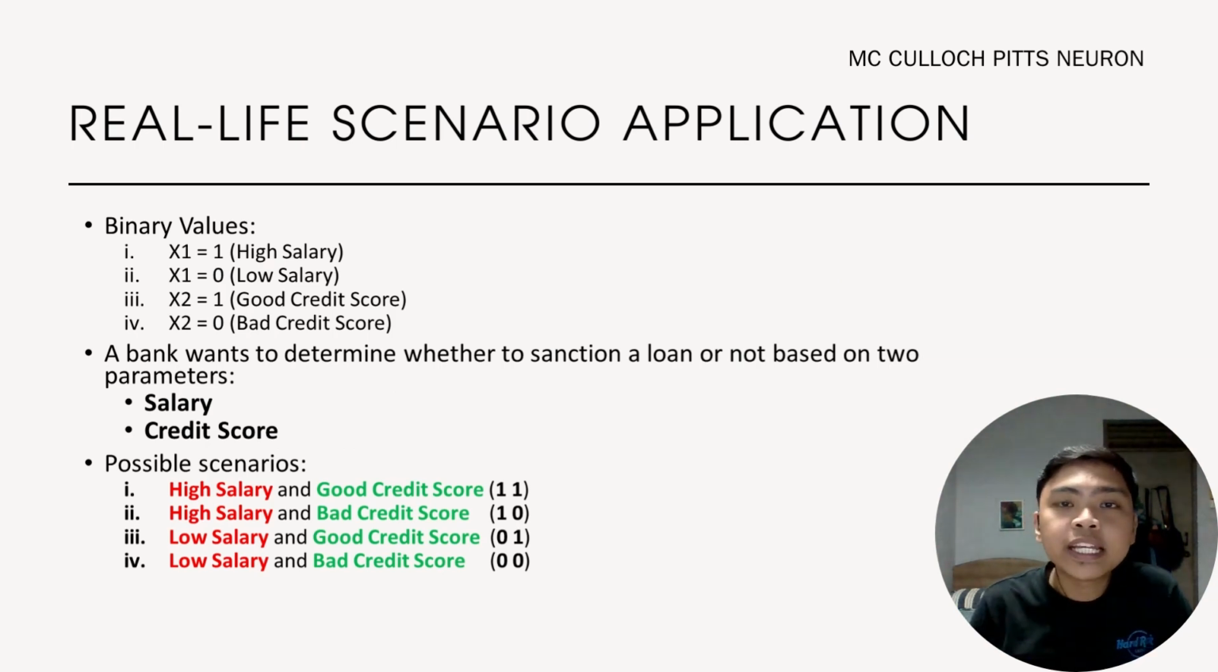Good morning and greetings to everyone. Today, we'll discuss how a bank can make loan sanctioning decisions using two key parameters, which are salary and credit score. Let's dive in.